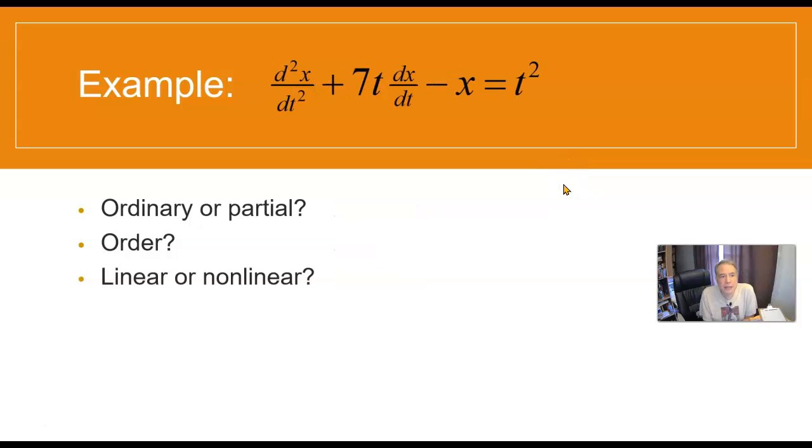Now, if we had d squared x dt squared plus 7t dx dt minus x equals t squared. Now, the coefficient on dx dt just depends on the independent variable t, so now it is linear. So this is an ordinary, second order, linear differential equation. Now, there are a few other special types of differential equations, like exact or homogeneous or separable, and that gets into techniques of solving. So you learn about those when you learn about how to solve those particular kinds of differential equations.